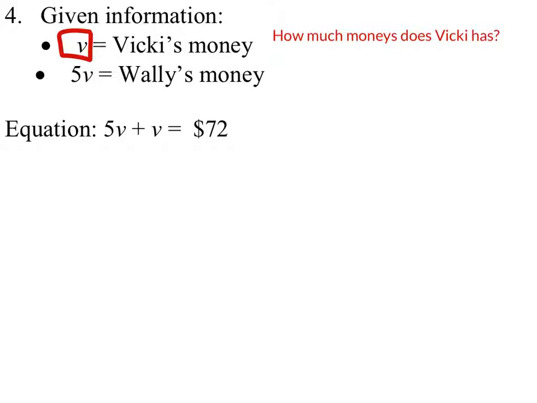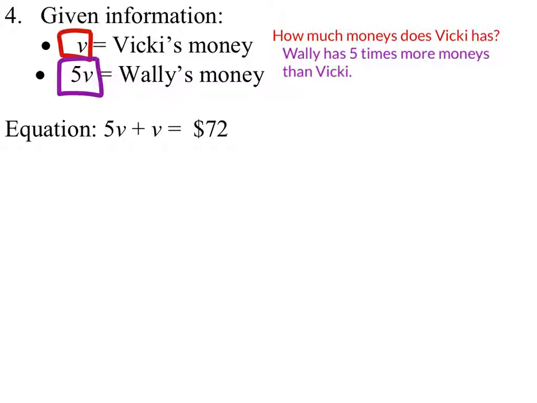What about good old Wally? Wally is 5V, so let's go ahead and write a sentence for Wally. Maybe it's Wallace. I don't know. Alright, someone have that for us? Wally has 5 times more money than Vicky. Very good. 5 times more money than Vicky. Bam.